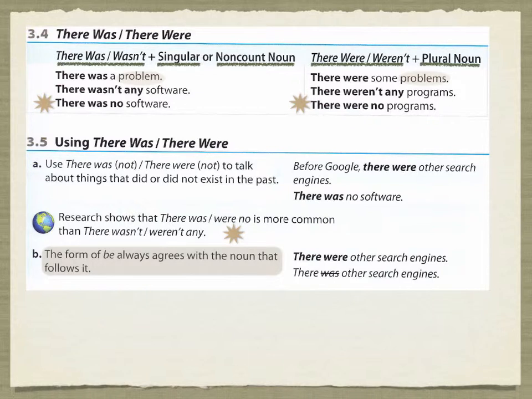And letter B is the form of be always agrees with the noun that it follows. So the example is there were because of engines. It's not there was because engines is plural.